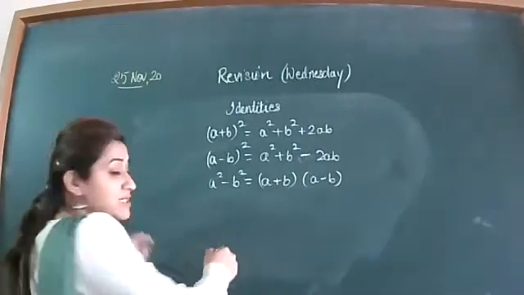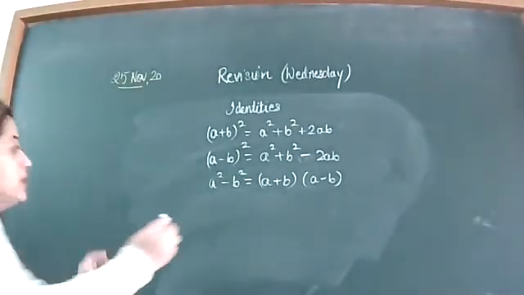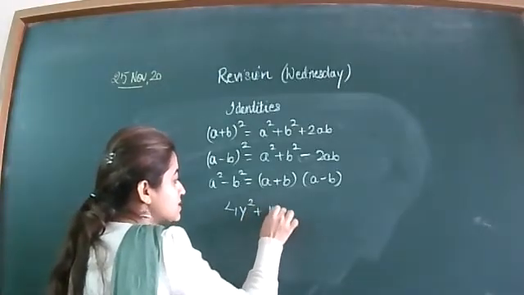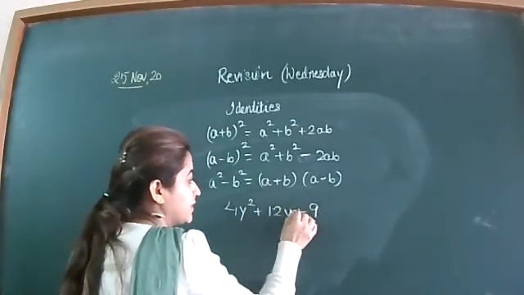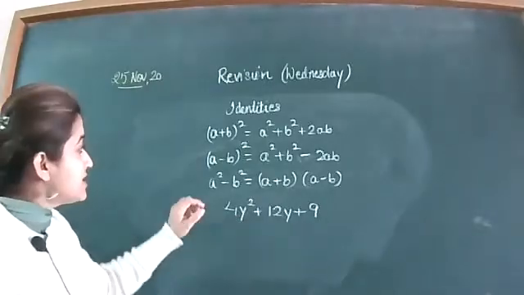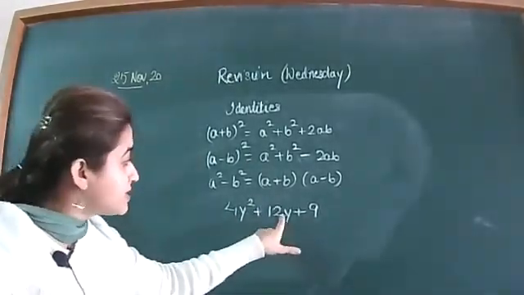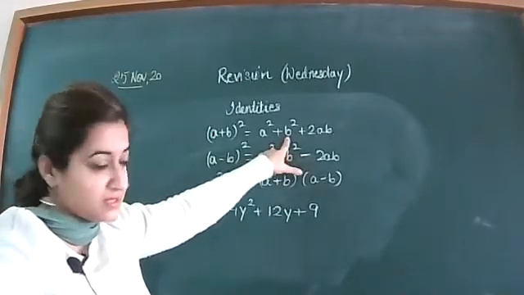Now, let's discuss one question related to this. Suppose I'm writing this question: 4y square plus 12y plus 9. As you can see, these three terms contain positive signs. So that means this question is related to your first identity.